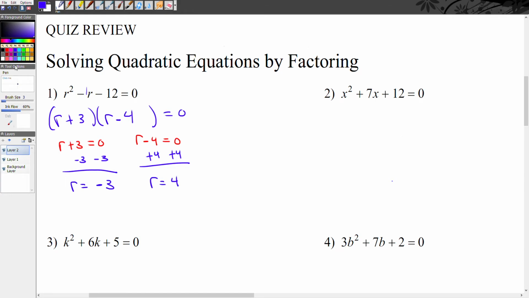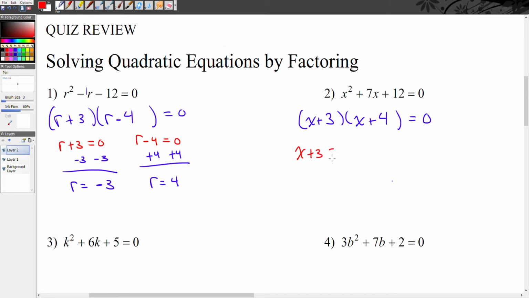All right, next example. We have here x squared plus 7x plus 12, and I notice that all three terms are positive. That means this is a plus plus, right? So I have here x plus something times x plus something else, and that's going to equal 0. And again, I'm thinking of two numbers that multiply together to make 12 and add together to make 7. And again, that's going to be 3 and 4, because 3 times 4 is 12, and 3 plus 4 is 7.